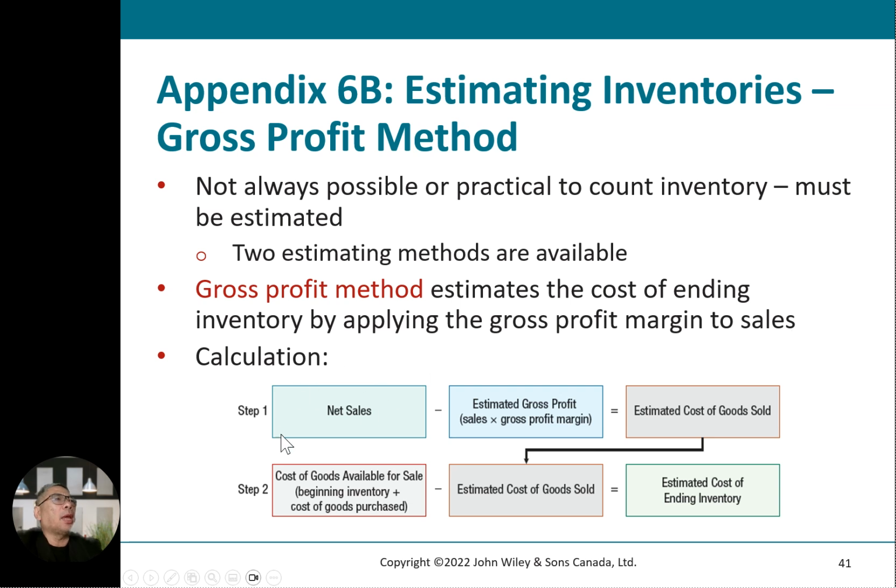The calculation will be, step one, net sales. Net sales minus estimated gross profit, sales times gross profit margin, equal to estimated cost of goods sold. Okay, cost of goods sold, we're going to get estimated cost of goods sold here. Cost of goods available for sale here, beginning plus cost of purchases, estimated cost of ending inventory.